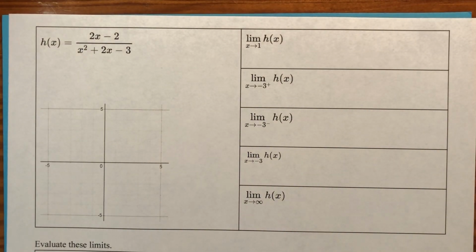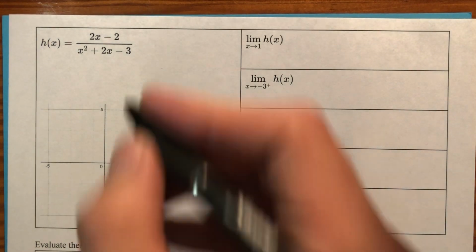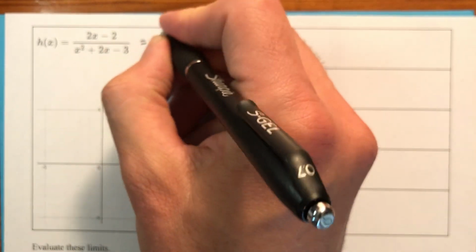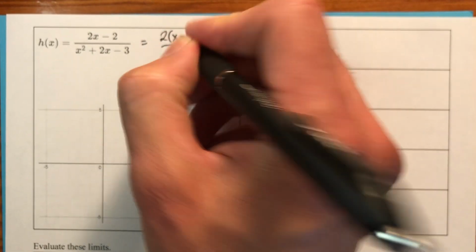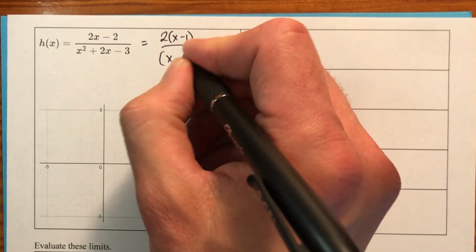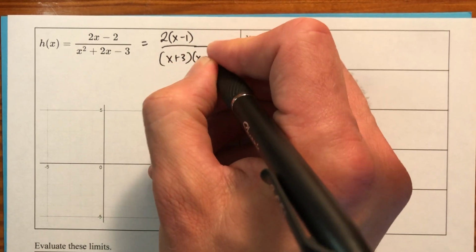All right, let's check out the next one. And we are going to go ahead and begin by factoring this one as well. I'll try to stick with the correct color scheme on this one. GCF in the numerator is 2, so we're going to factor out a 2. And we'll have 2 and then x minus 1. And the denominator factors into x plus 3 and x minus 1.